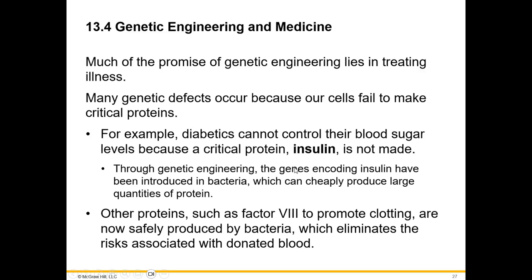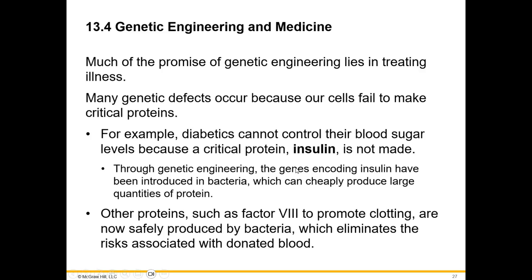A lot of the promise of genetic engineering actually lies in treating illness. So that's one of the main goals around genetic engineering. And there are many genetic defects that occur because our cells fail to make critical proteins that we really need. One example of that is diabetes. Diabetic people cannot control their blood sugar levels because they don't have a protein. They can't make it. They don't have the gene to make insulin.